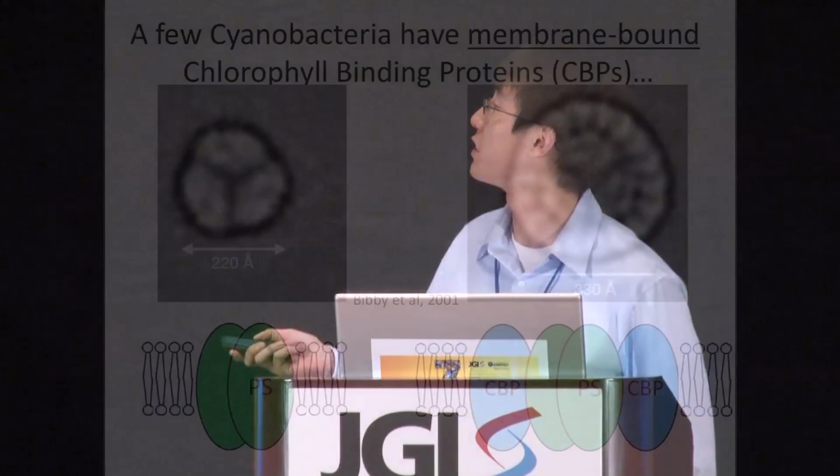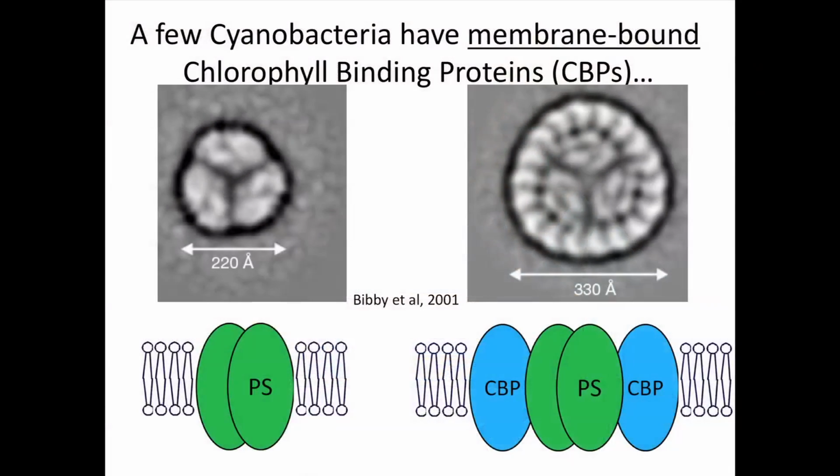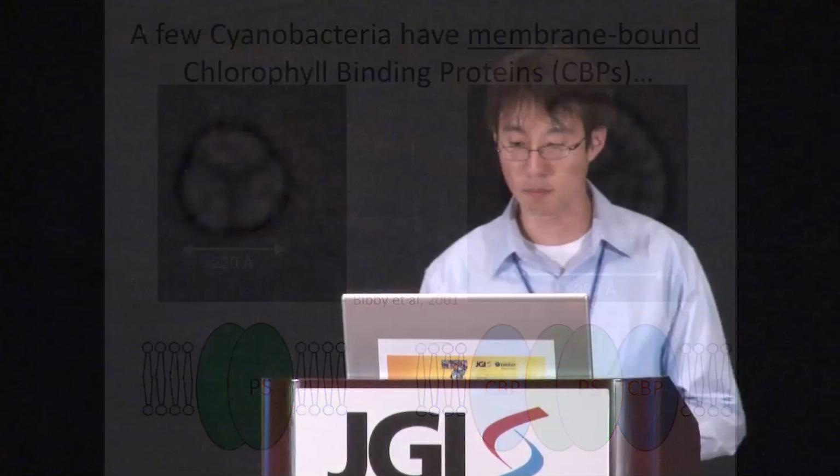However, in a handful of cases, we know some cyanobacteria actually have membrane-bound light harvesting complexes that are called CBPs, or chlorophyll binding proteins. So here's a cryo-EM of the photosystem, and when these CBP proteins are induced, you actually see them associated along the periphery of the photosystem. And this is thought to be a unique strategy for some cyanobacteria to help absorb light, other than using phycobilisomes.